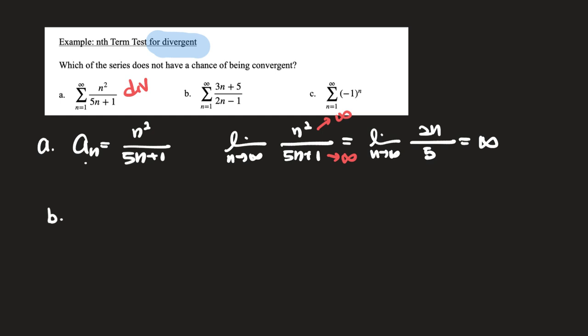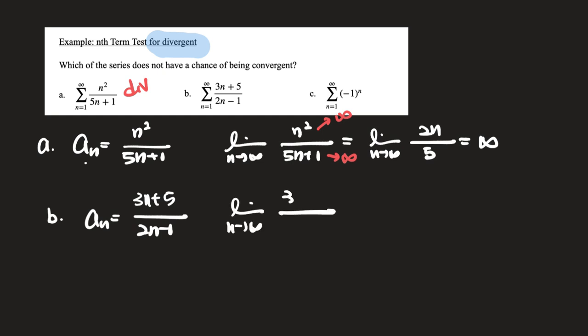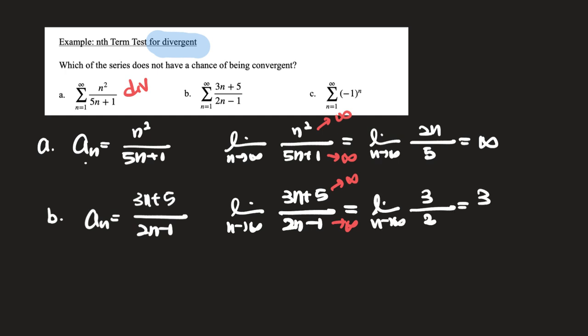Second one, what is a_n? It's 3n plus 5 over 2n minus 1. Find the limit of this. You can also use L'Hopital's rule. The limit as n approaches infinity is 3 over 2. This is not 0. So what are you going to say? The second is also divergent. Only this test talks about divergence.